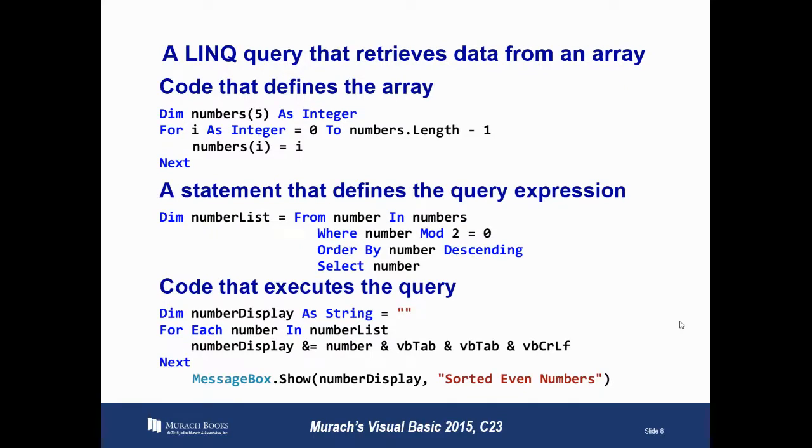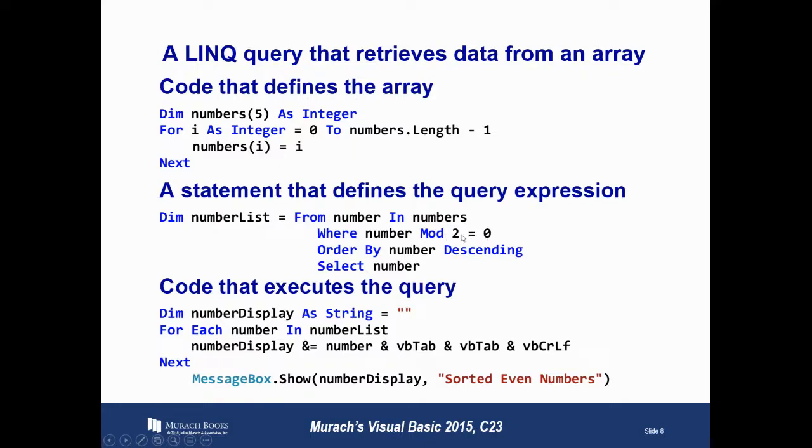All right, time to show you some examples. Hopefully this will make sense then. We have an array of integers that we just fill up from 0 to 5 here. Upper bound is 5. And then we have our LINQ statement, which again looks a lot like SQL. We're saying from number in numbers. Numbers is our data source, which is defined right here. When the number mod 2 is equal to 0, that's our where statement.